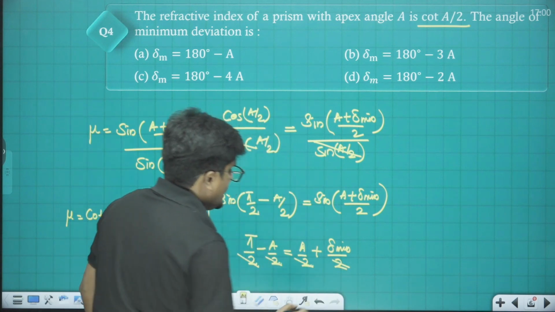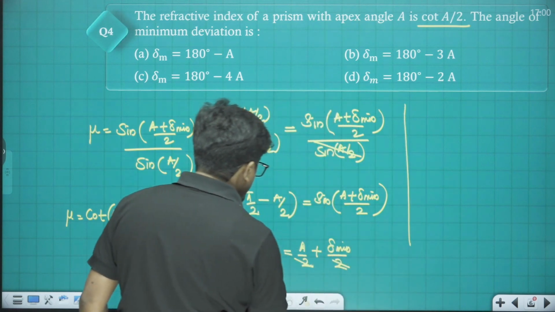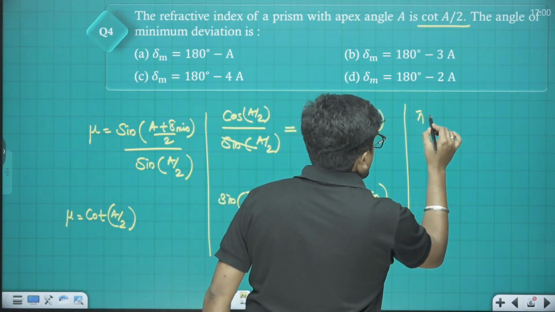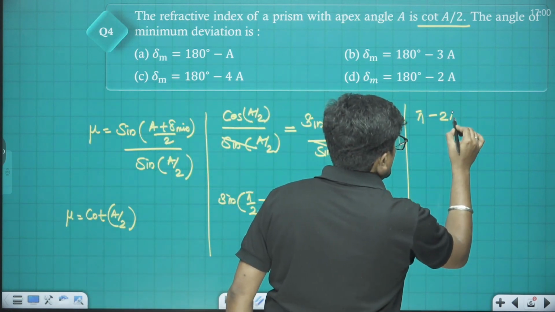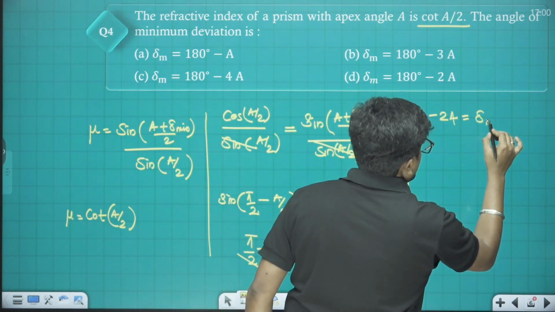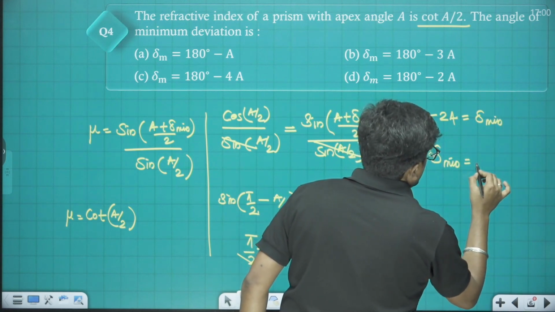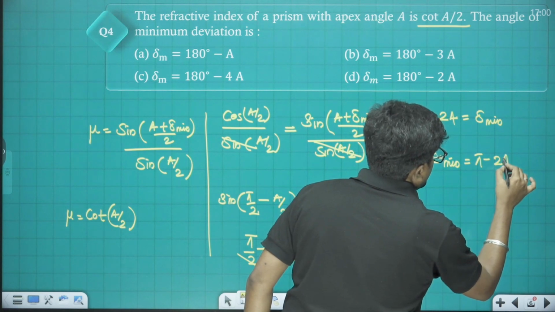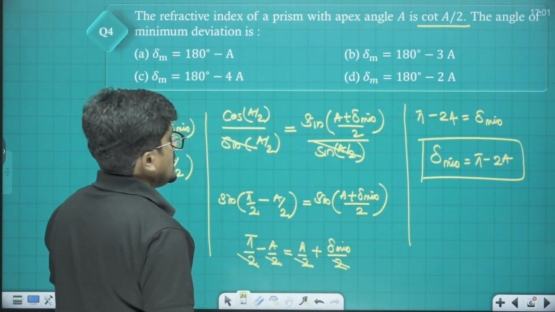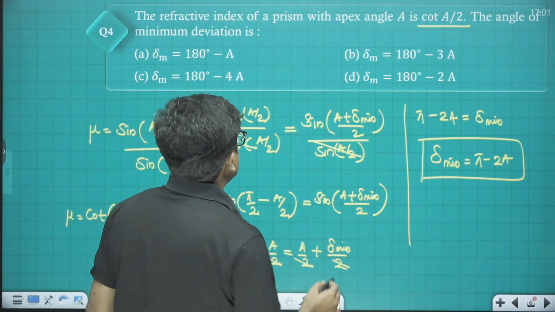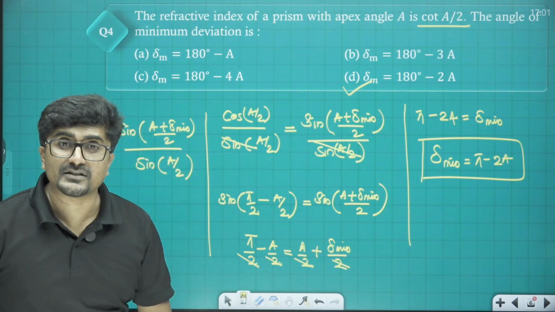Here 1 by 2 will get cancelled from all the sides, isn't it? Now solving this ahead, pi minus of, I have got an A here, taking this towards the left. Here this is going to be 2 times A. That's going to be the minimum deviation. So basically the minimum deviation is equal to pi minus 2 times A. I repeat, it is pi minus 2 times A. That means 180 degrees minus 2 times A. That means option D must be the correct answer in that case.